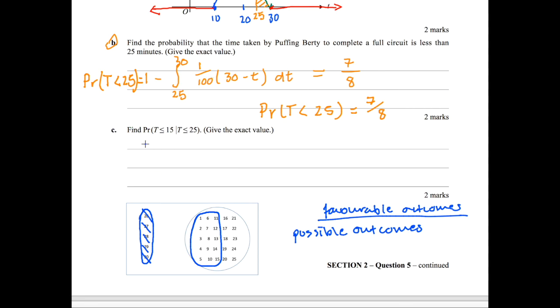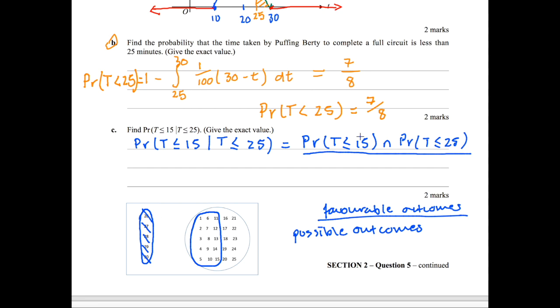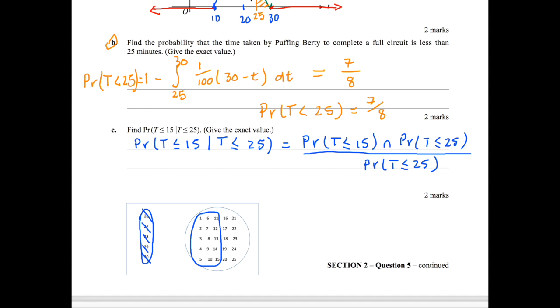All right, let's see if we can attack the question now. So it's the probability t less than or equal to 15 given t less than or equal to 25. All right, using our conditional probability formula, it says that's the same thing as the probability t is less than or equal to 15 and t is less than or equal to 25, divided by the probability t is less than or equal to 25. Okay, so let's get this out of the way quickly. Now, what's the probability t is less than or equal to 15 and it's less than or equal to 25? Well, if it's less than 15 and less than 25, it's just less than 15. So we can say this simplifies down to the probability t is less than or equal to 15, divided by the probability t is less than or equal to 25.